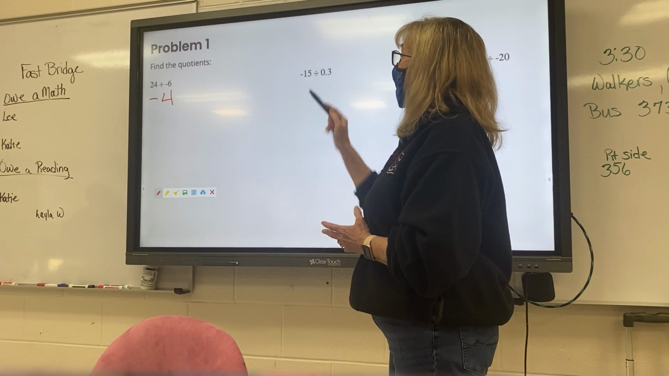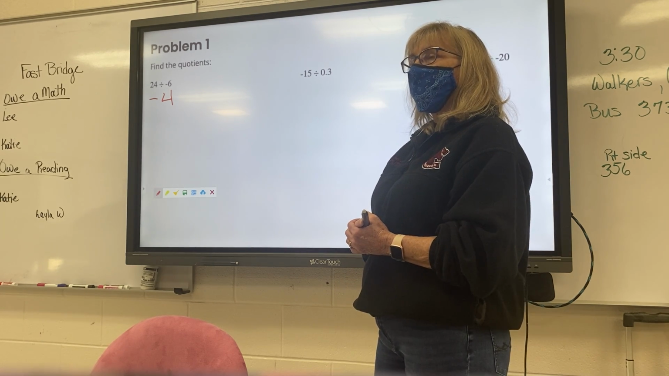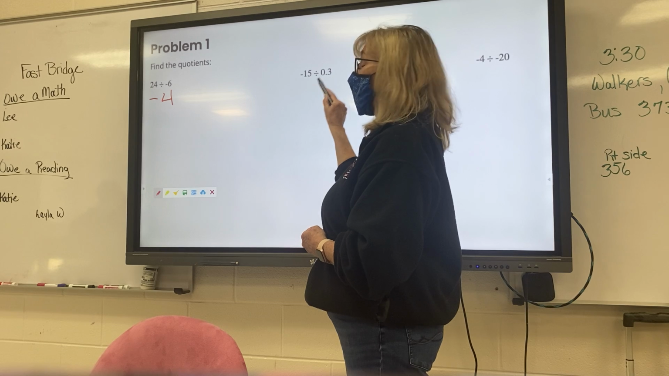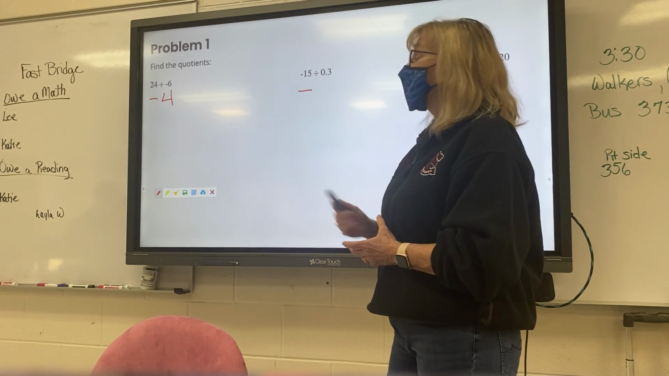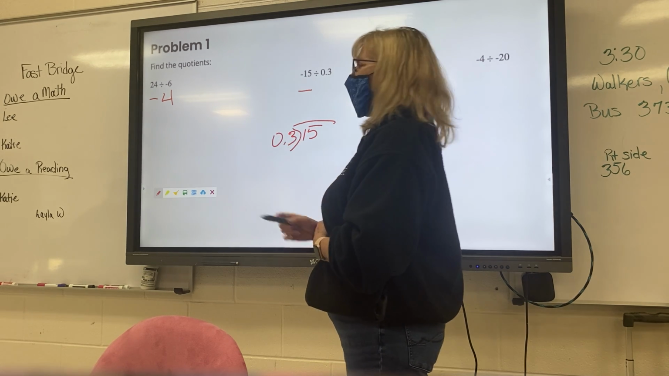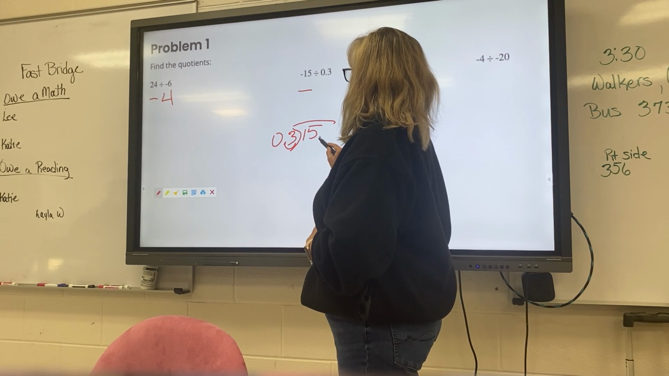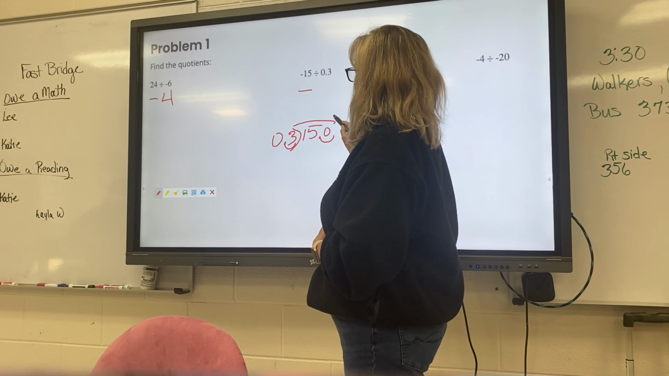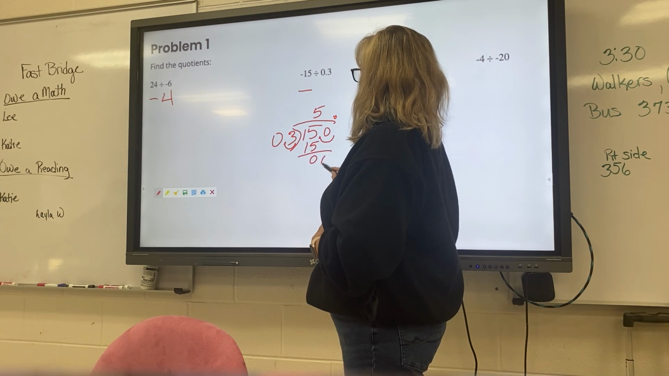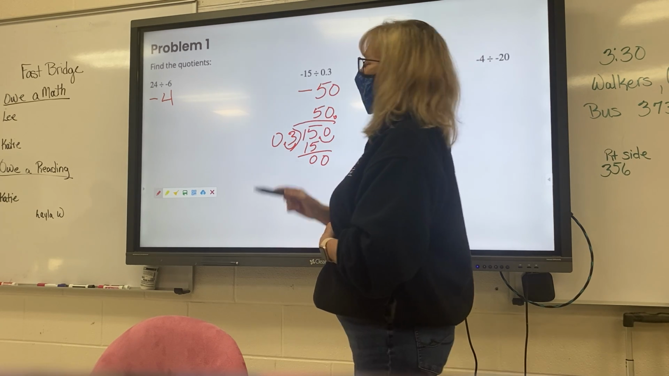All right. Negative 15 divided by 3/10. Is my answer going to be positive or negative? Negative, because a negative divided by a positive is a negative. What is 15 divided by 3/10? Well, can we divide by 3/10? Nope. We're going to move this over because we're multiplying by 10. So 3 goes into 15 5 times, bring down the zero, 3 goes into 0, 0 times, so my answer is negative 50.